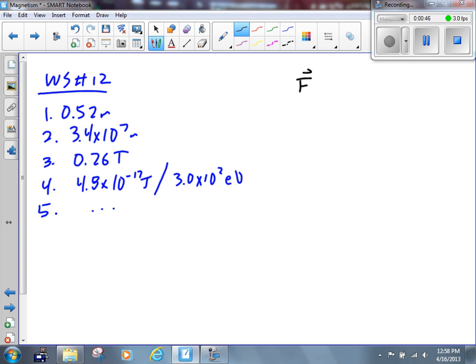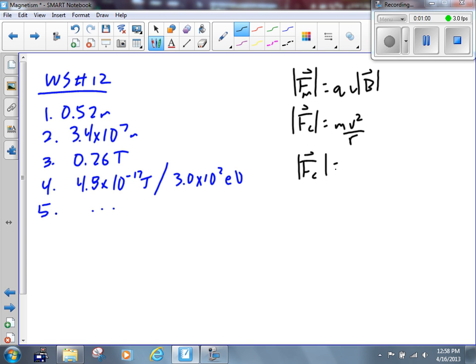The equations that we learned start with this one, F is equal to QVB. That's magnetic force equals Q times V times B. Well, then we've got centripetal force equals mv squared over r. And of course, we've got Fc equals Fm. The centripetal force equals the magnetic force.